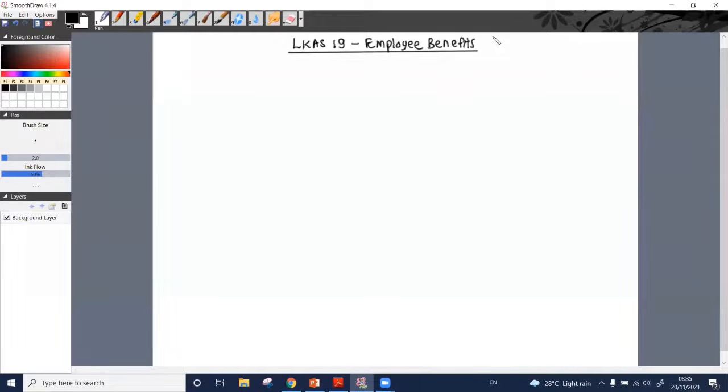All these things are addressed in LKAS 19. All the employee benefits except for one. What is that? Except for share-based payments. Why is that? For share-based payments there is a separate standard, that is SLFRS 2.